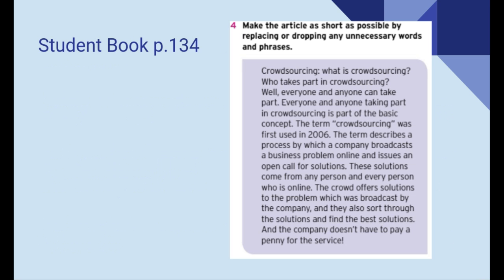Great, let's practice. Go to your student book, page 134, exercise number 4. Make the article as short as possible by replacing or dropping any unnecessary words and phrases. Remember that if the word was mentioned before, sometimes you can just eliminate it or you can replace it with a noun like "it" or something like that. Great, guys. Let's continue. We're going to check this in class.